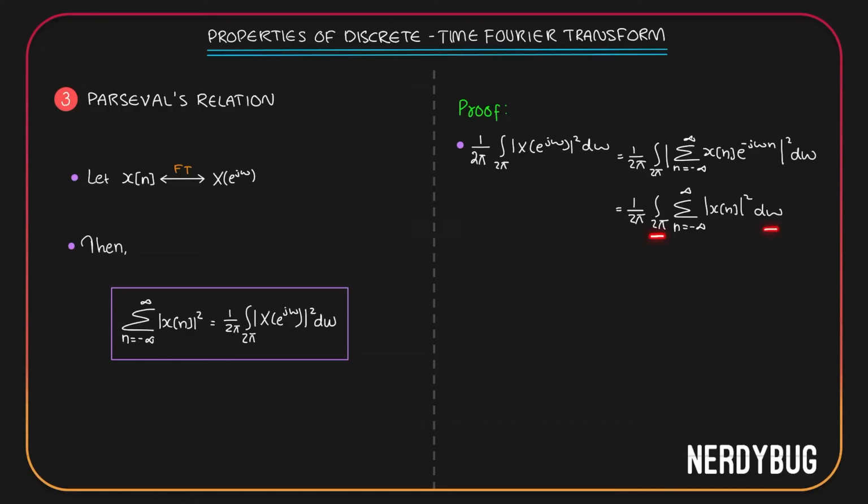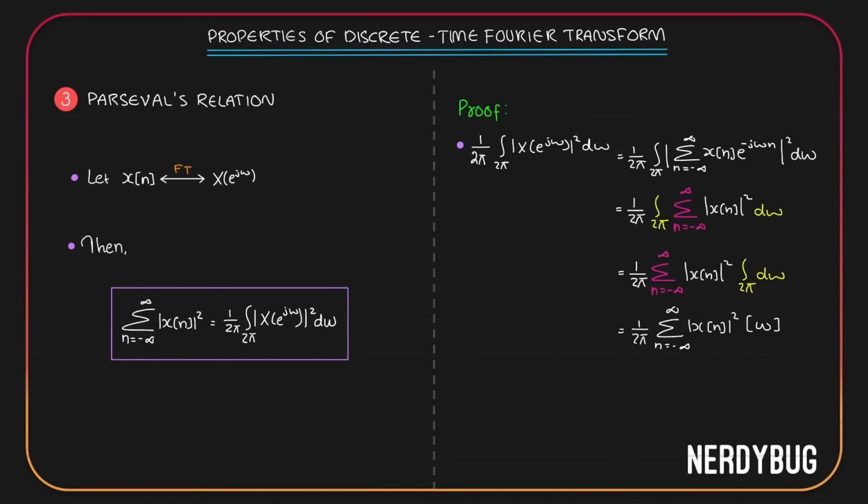Now we have an integration and we have a summation. Let us change their order. The integration is with respect to the variable omega. X of n doesn't have anything to do with omega. So magnitude of x of n whole square can come out of the integration. Now this becomes 1 by 2 pi summation from n equals minus infinity to infinity magnitude of x of n whole square. Integral d omega is omega.